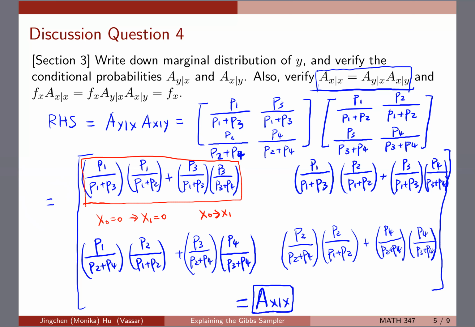So I'm saying that the first term should be the transition of x0 equals 0 to x1 equals 0. So essentially, we're trying to verify, I should say, whether this probability, the sum of two products here, is expressing the probability that x1 equals 0, given that x0 equals 0.